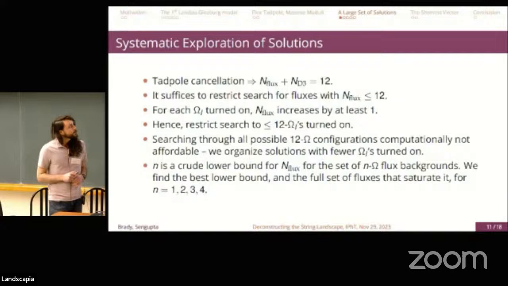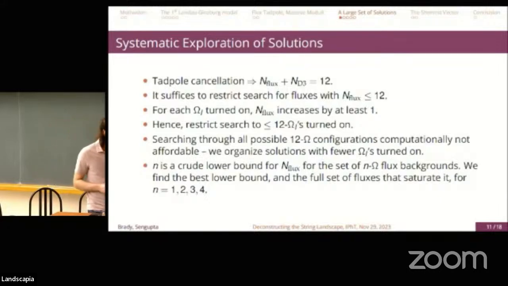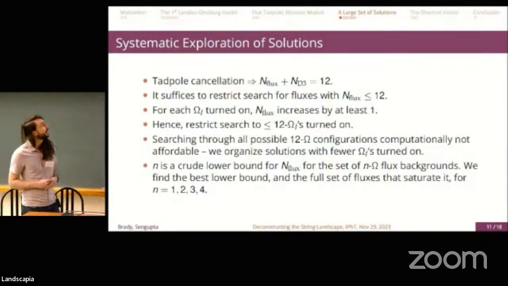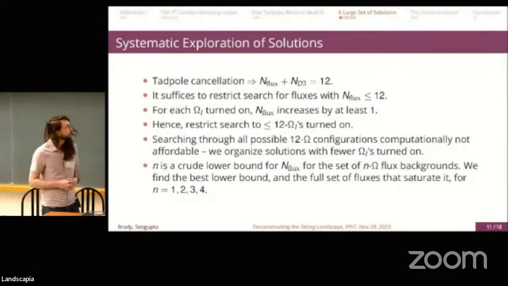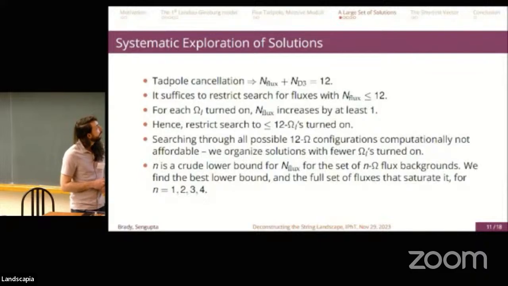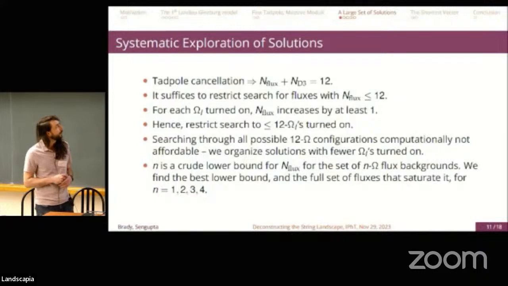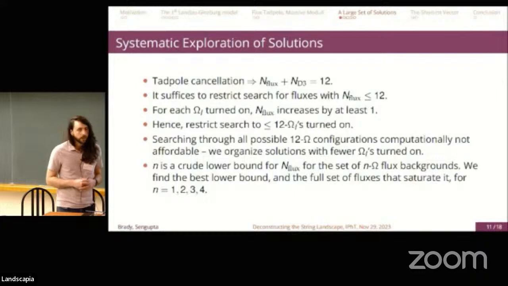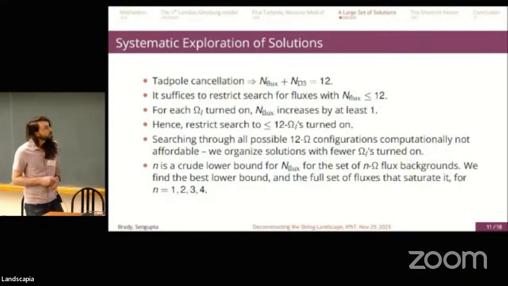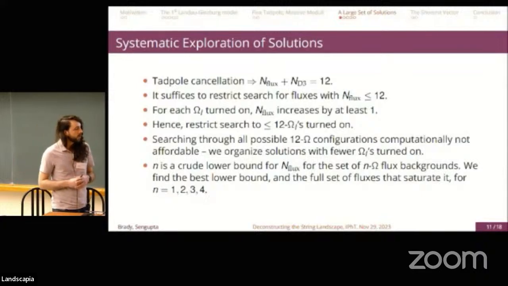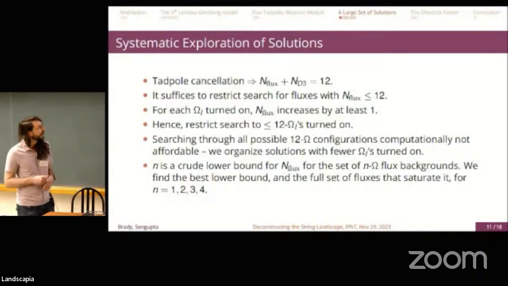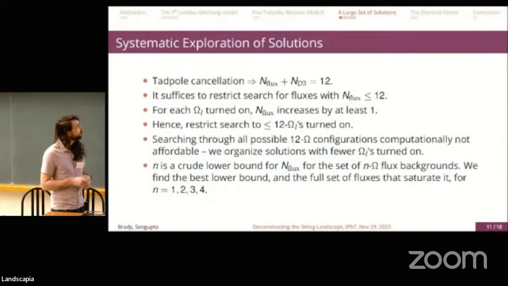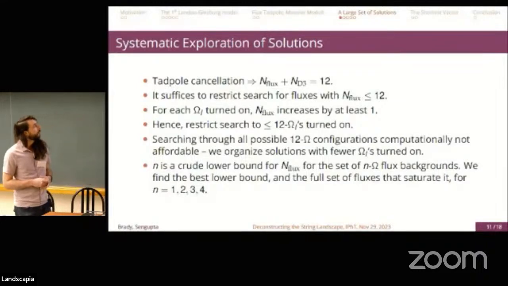Next, we restrict our search to fluxes which can get progressively larger, as we're turning on more complex structure moduli, or more fluxes, I should say. So our search is order by order in the number of omegas turned on. Searching through all possible 12 omega configurations is obviously computationally difficult, but we present another direction of going about it, by eliminating order by order the tadpoles that can't saturate the minimum tadpole value. So we're going to find a minimum value for this particular model.